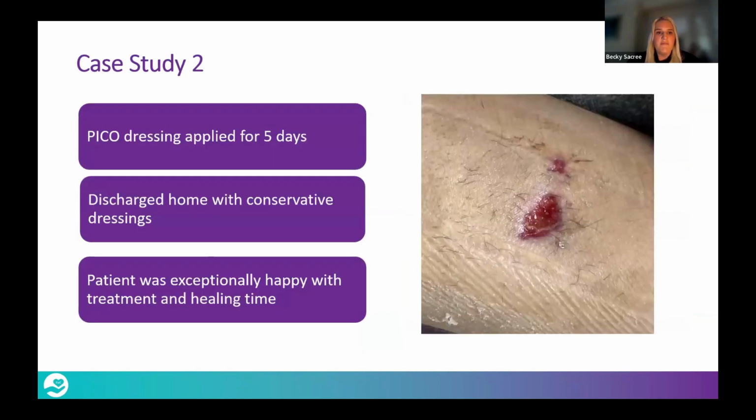And as you can see there, that's the photograph after having the PICO for 5 days. And then he was discharged with the conservative dressings. So overall, it worked exceptionally well. And then the PICO had finished off the healing.